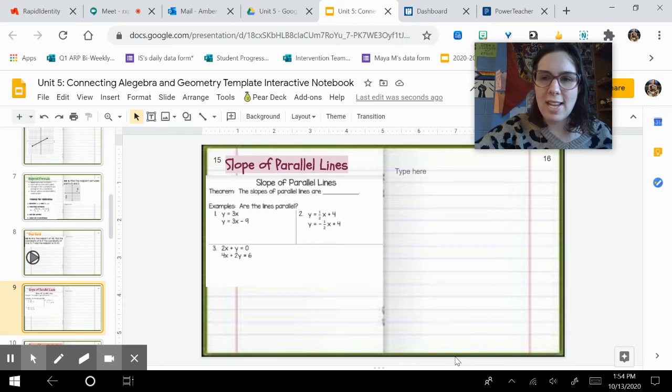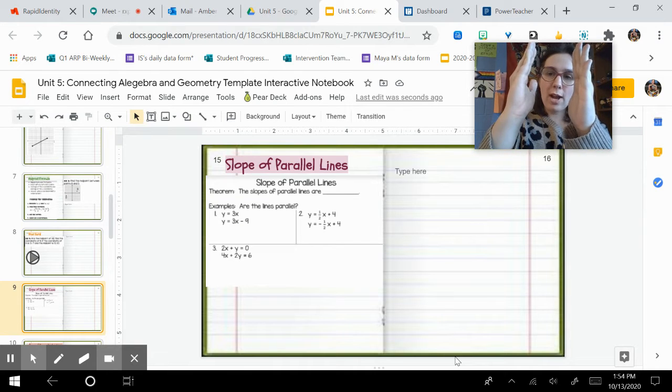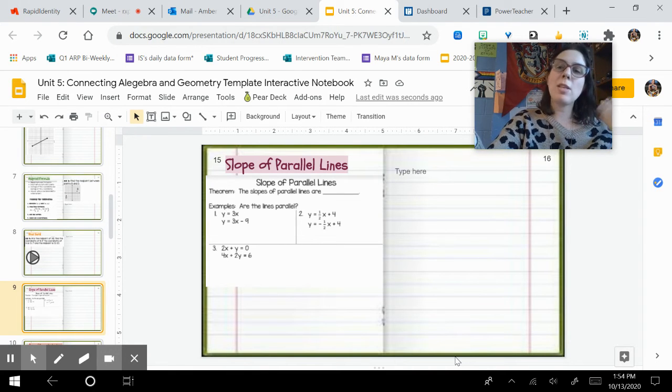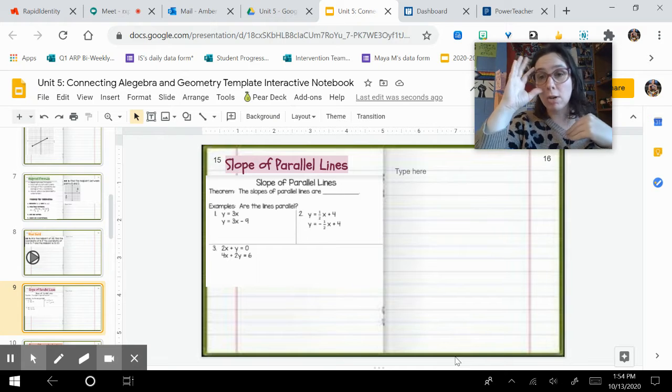Hey everybody, so in today's video we're going to be doing the slope of parallel lines. So remember, parallel lines are lines like this. They do not cross. They are like if you're driving down the road, those are two parallel lines: the side that you're on and the side that the oncoming traffic is on. Those are parallel. They're not going to cross.